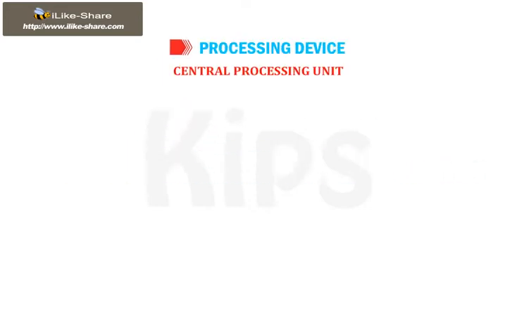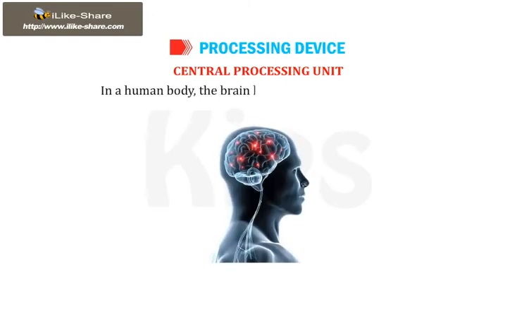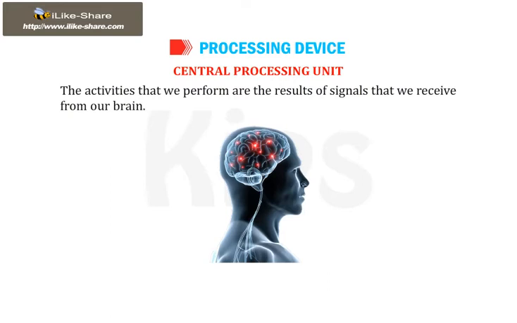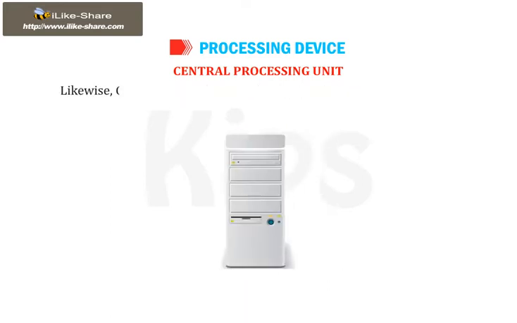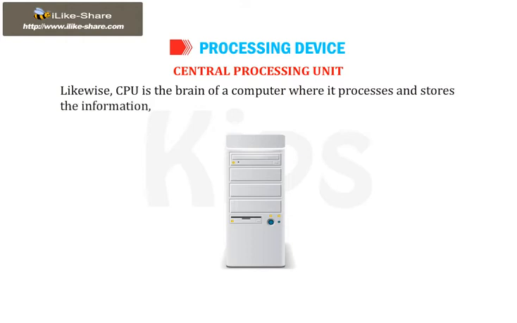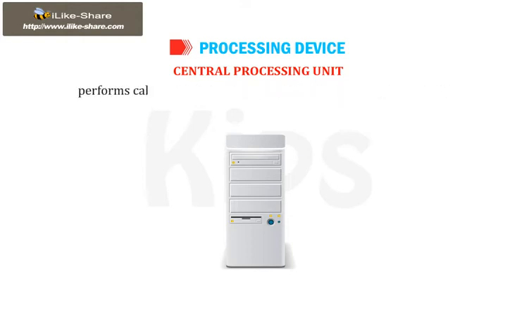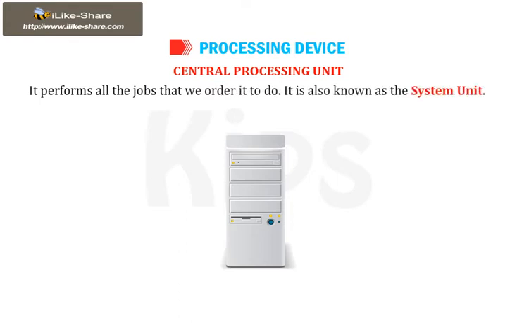Central processing unit. In a human body, the brain has an important role to play. The activities that we perform are the results of signals that we receive from our brain. Likewise, CPU is the brain of a computer where it processes and stores the information, performs calculations and sends the result to the output devices. It performs all the jobs that we order it to do. It is also known as the system unit.